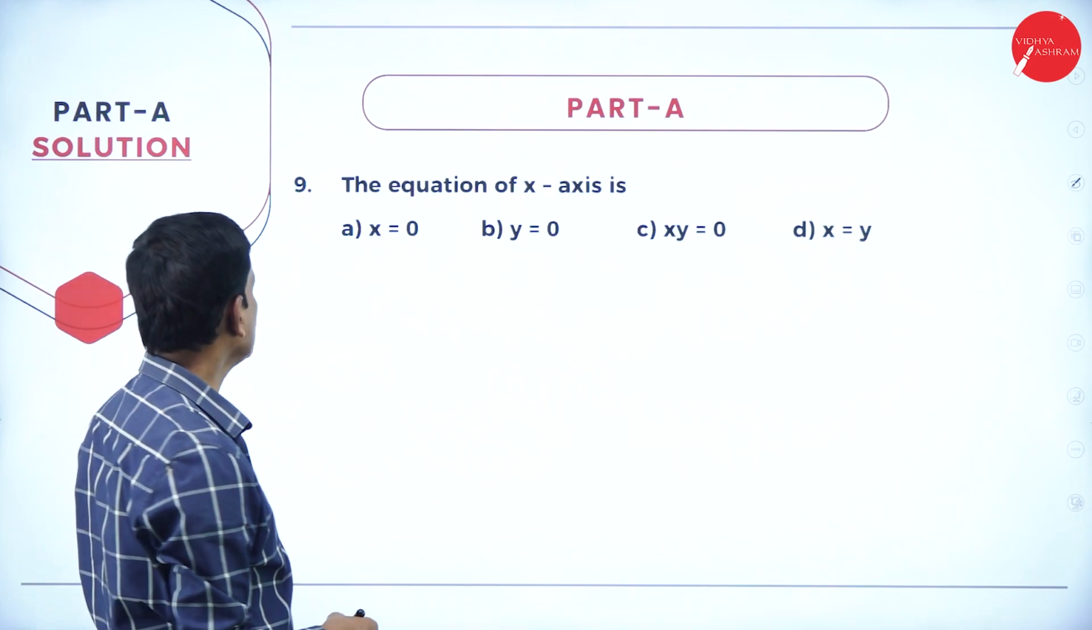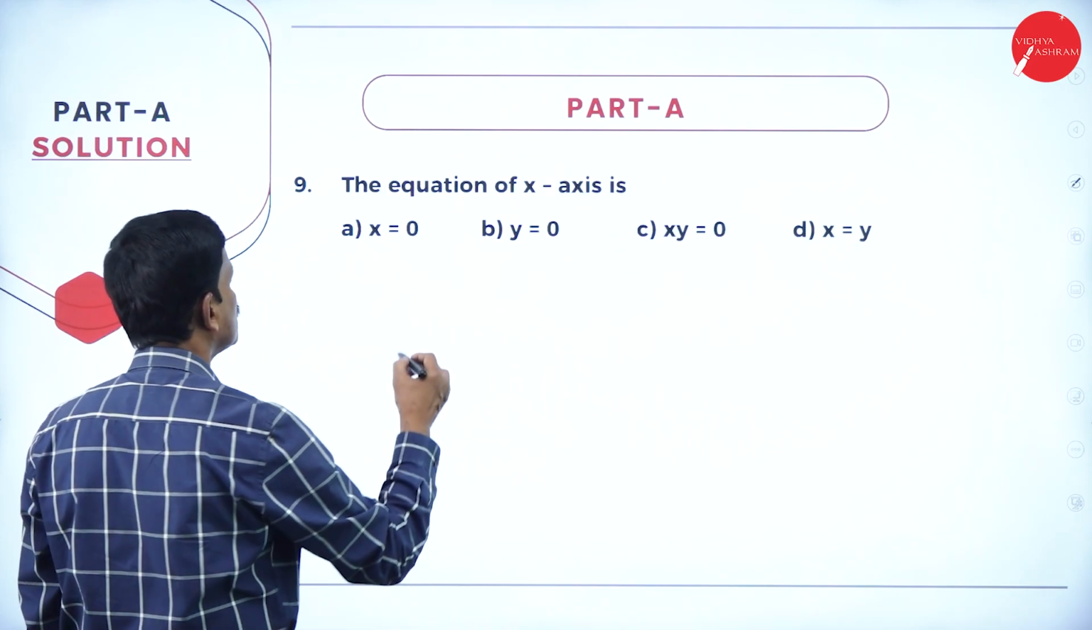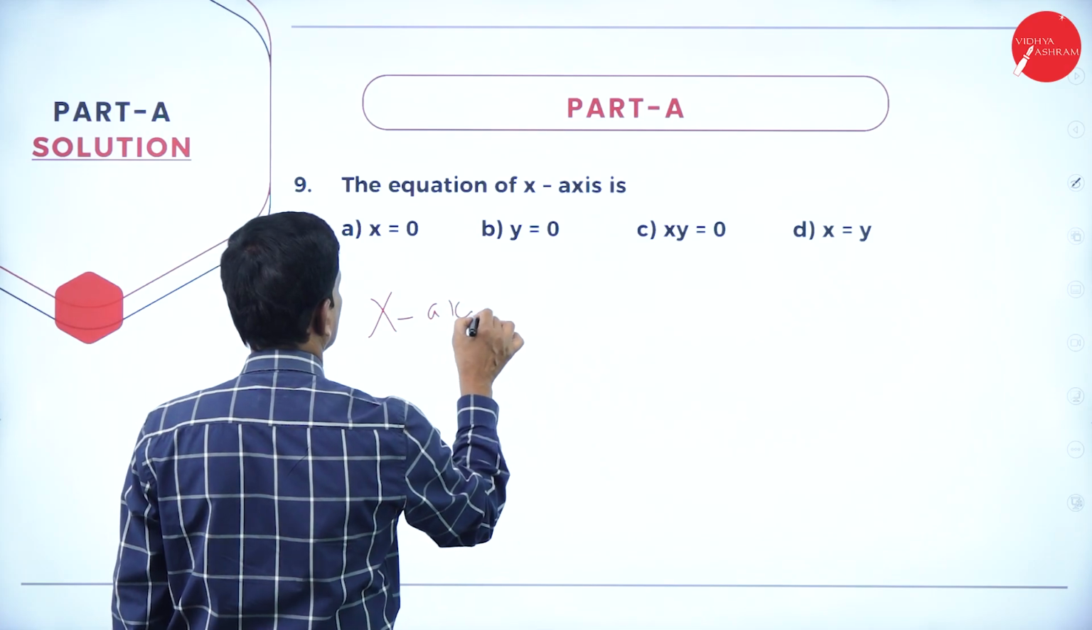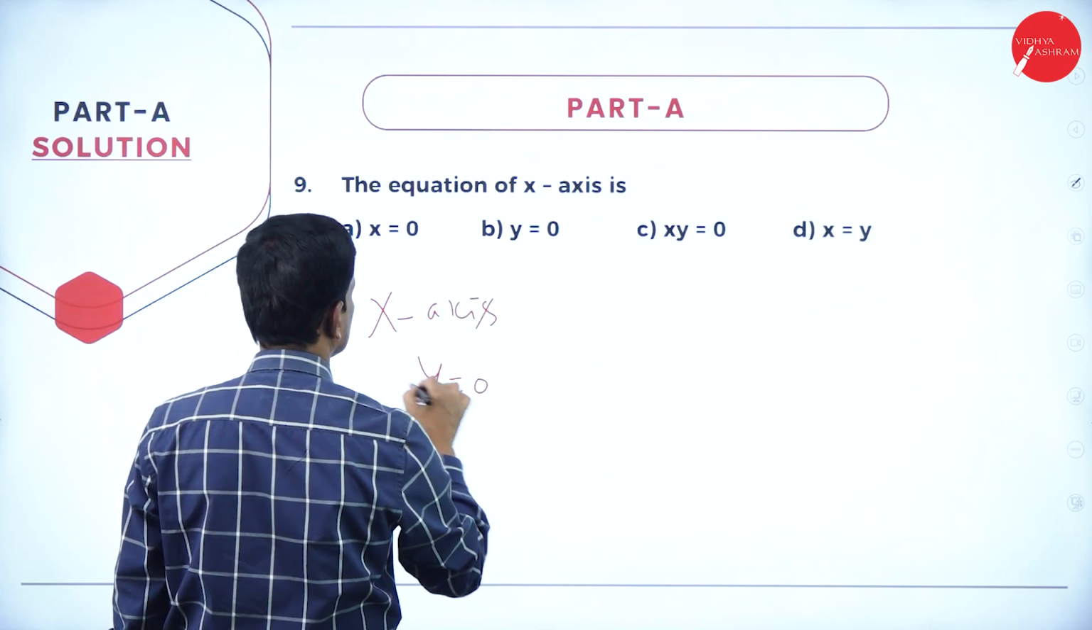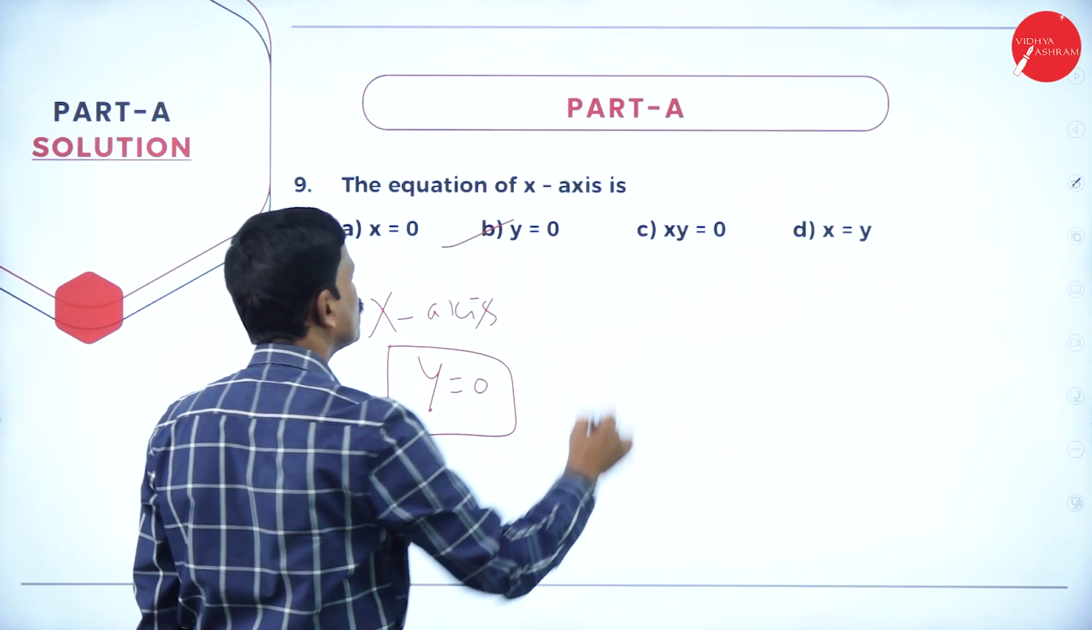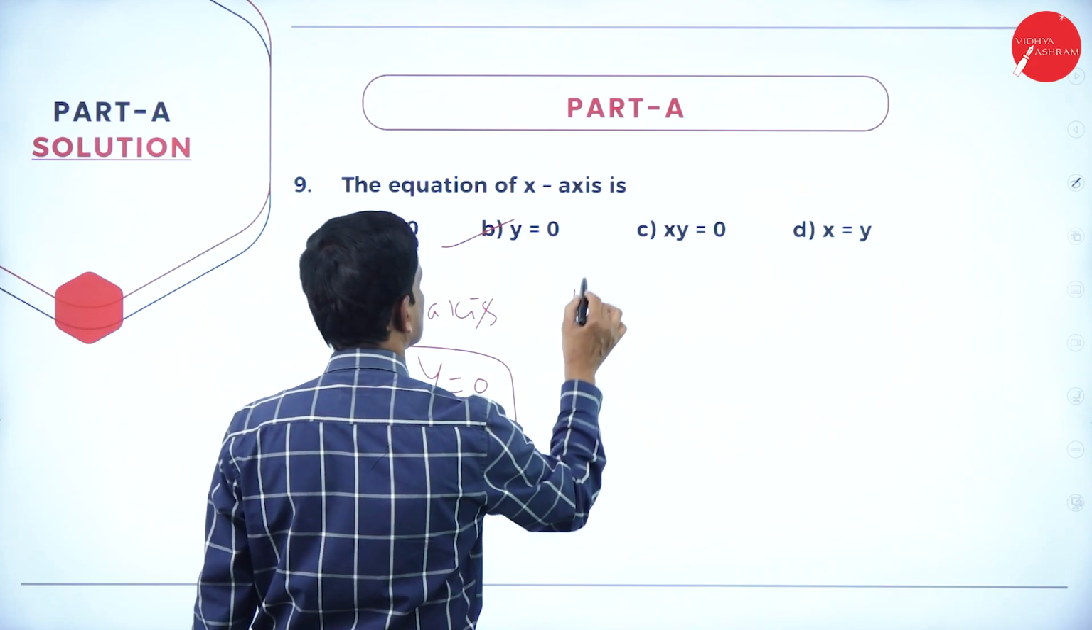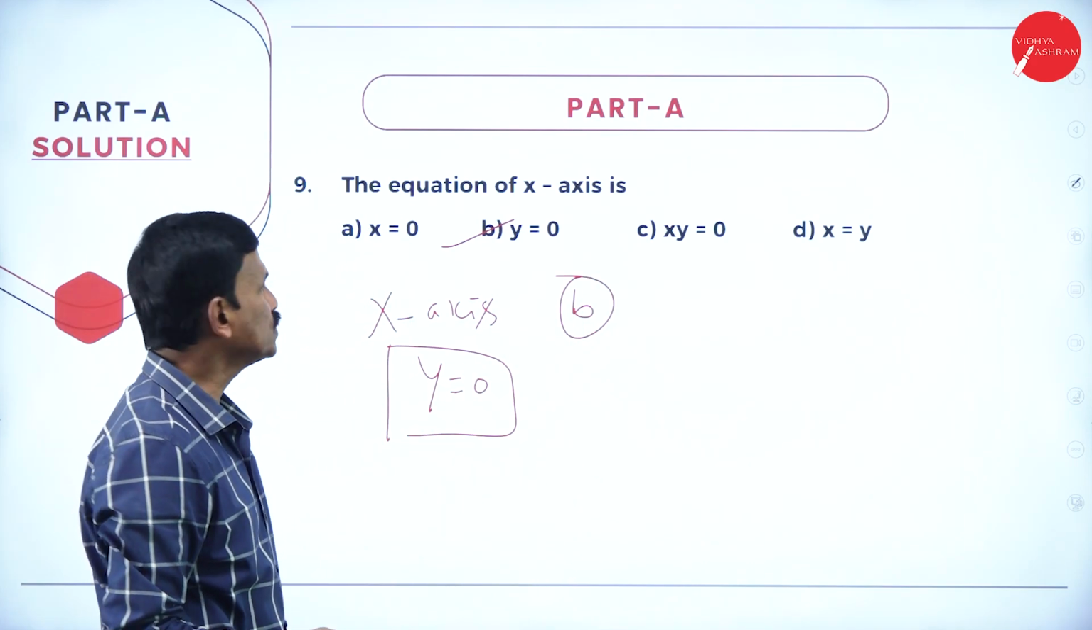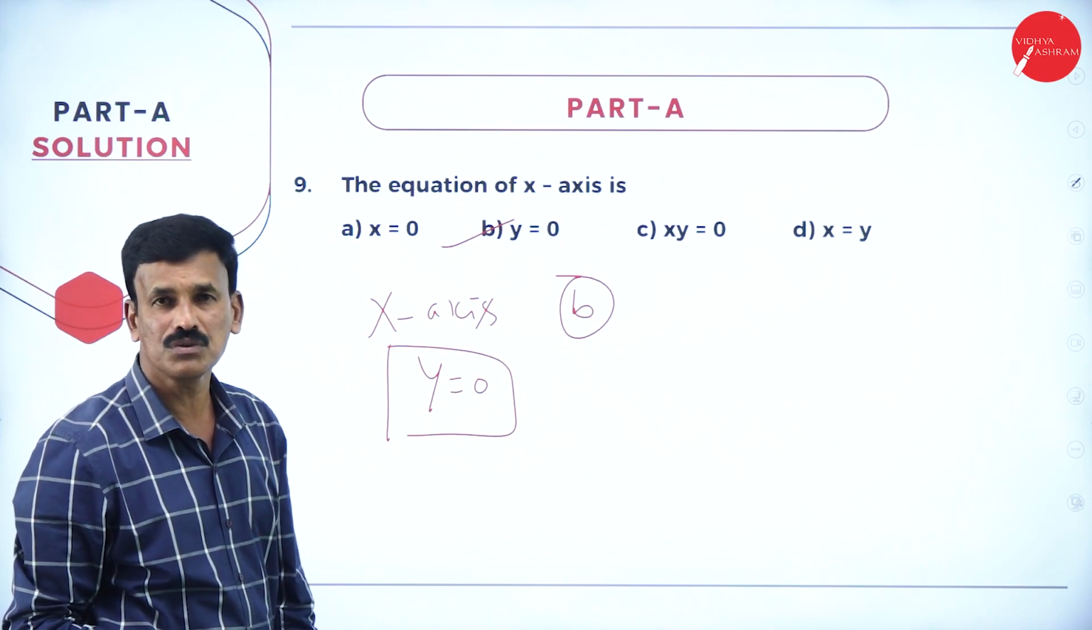Now, move on to the next problem, the equation of x-axis. Equation of x-axis means y coordinate is equal to 0. y is equal to 0 is the equation of x-axis, that is option B.